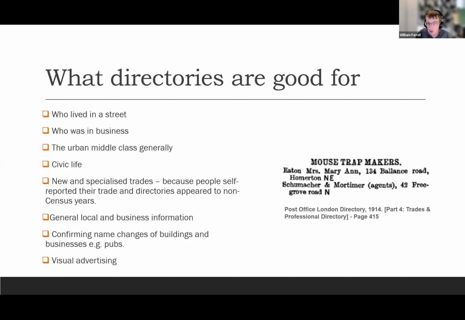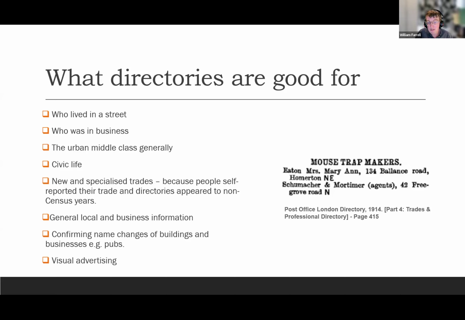Some of the adverts are also quite good for that because people who had cornered a market were very keen to promote what they did, particularly if it seemed new and exciting. They're good for general local and business information broadly. So if you're interested in a particular area, the directory for the time and the place is good generally for that, for browsing and seeing what you can get out of it.